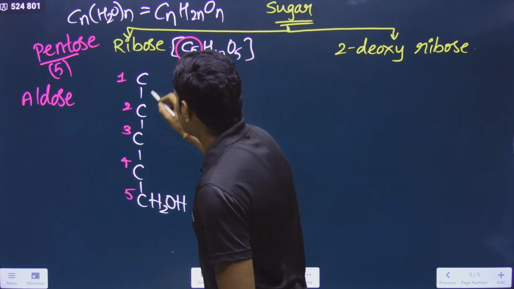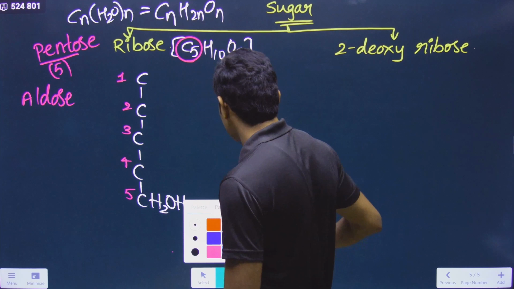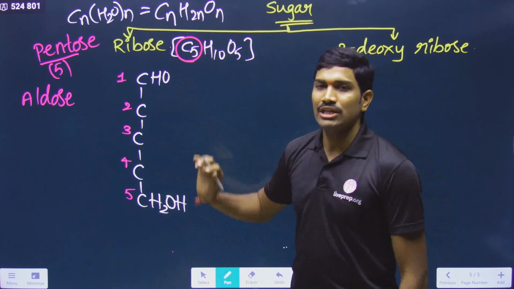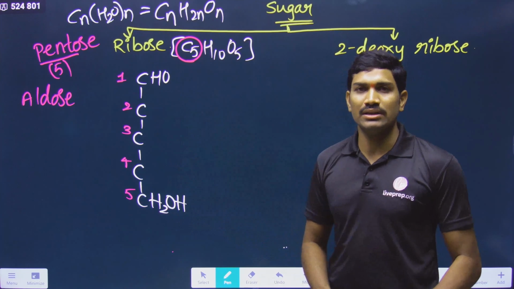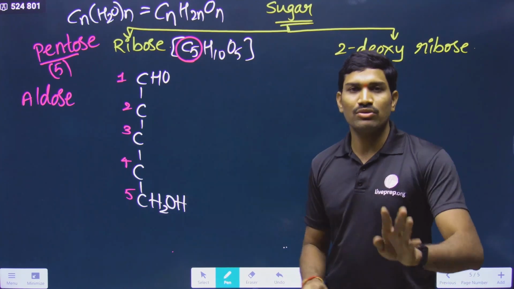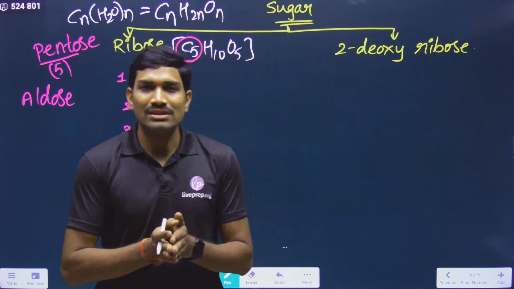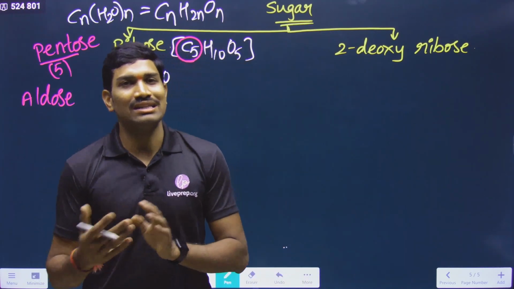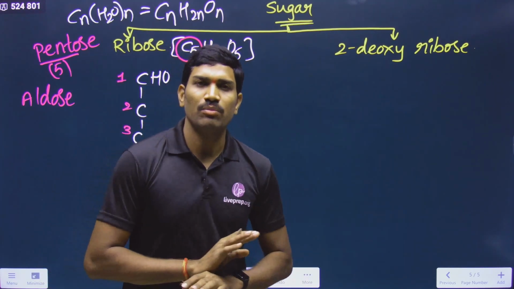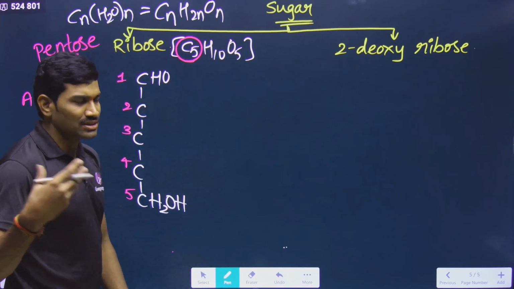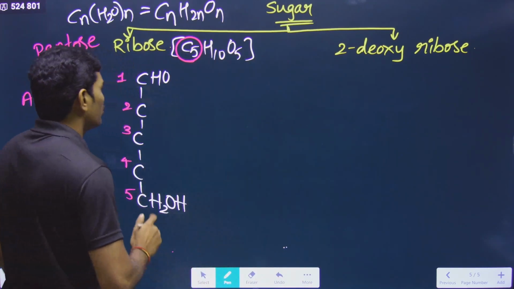The aldehyde group is present, so it will be CHO. Aldehyde group, so definitely this will be the first carbon. So CHO, the first one and the last one we have completed. Now the remaining 2nd, 3rd and 4th carbon positions. At these positions, on one side OH is present, on the other side H will be present. I hope you already studied all these structures in biomolecules, so you don't need to worry.